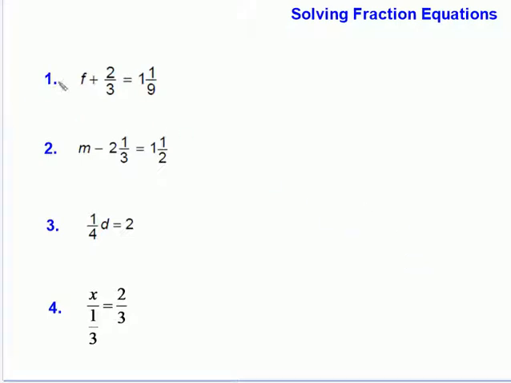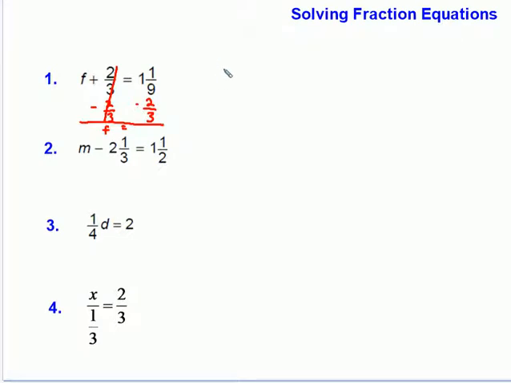So let's take an example here of solving a fraction equation involving addition. Since we want to get f all by itself, we have to first use inverse operations. The inverse of addition is subtraction, so we will subtract 2/3 from this side. That will allow us to scratch right through here and leave us with f. F is going to be equal then to 1 1/9 minus 2/3, because whatever we do to the left side, we have to do to the right side.